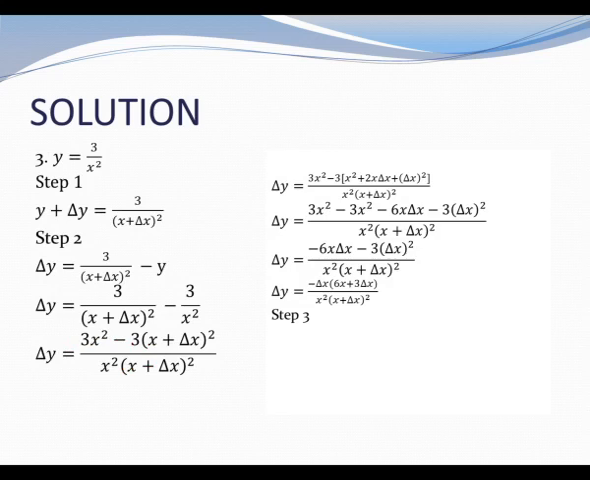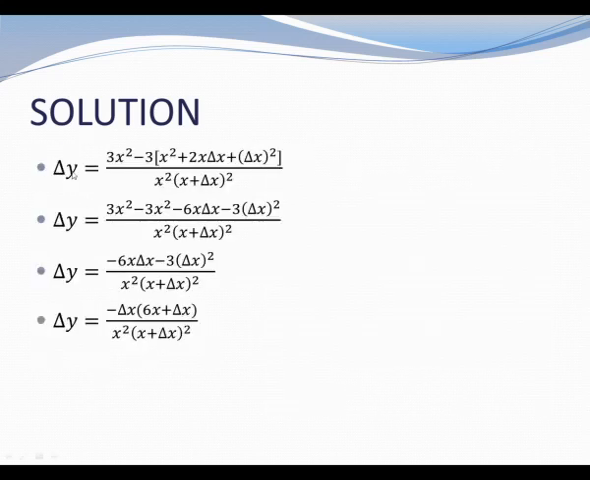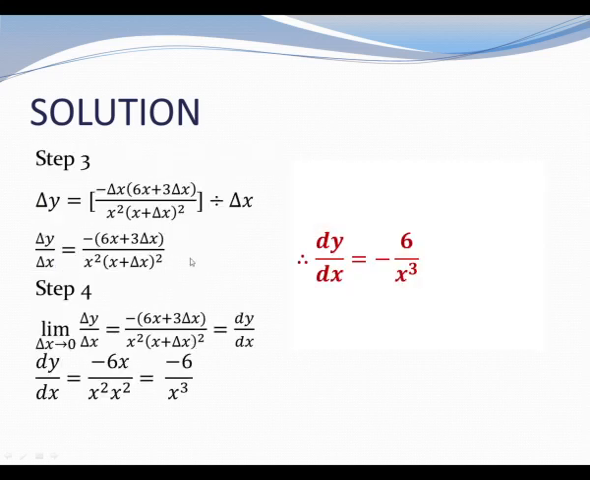For step number 3, we have to divide both sides by delta x. When we divide both sides by delta x, delta x divided by delta x gives us 1 on the right side. On the left side, this is now delta y divided by delta x, and the right side is negative times the quantity of 6x plus 3 delta x, divided by the denominator x squared times the quantity of x plus delta x, squared.